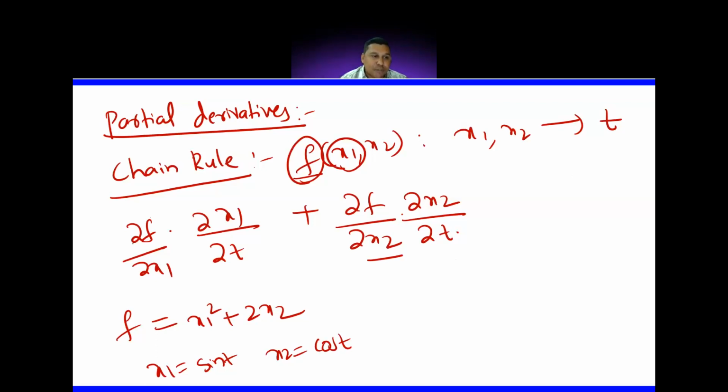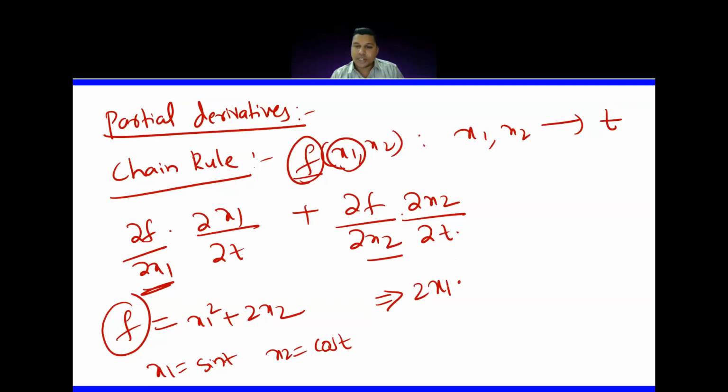So first find out ∂f/∂x1. So the derivative is given like this. The derivative of this function with respect to x1 means x2 is constant. What is the derivative of x1 squared? It is 2x1 into, now this derivative of x1 with respect to t. What is the derivative of sin t? It is cos t, plus, now ∂f/∂x2.